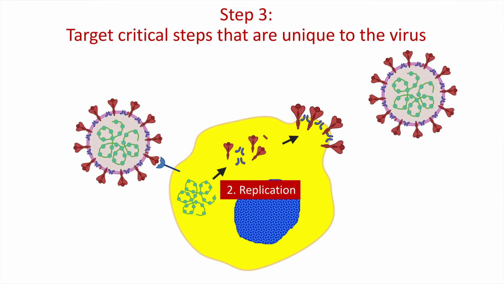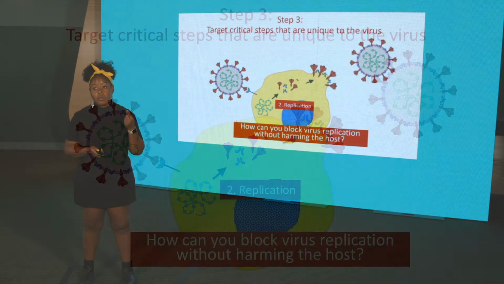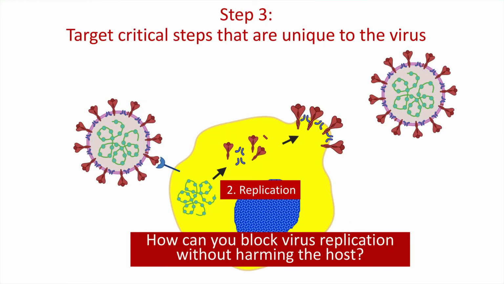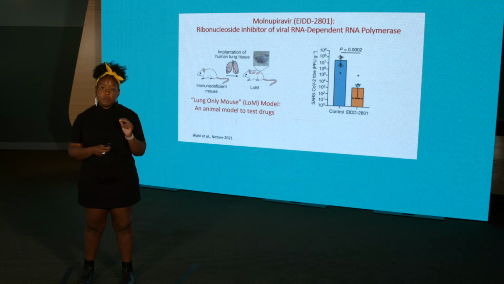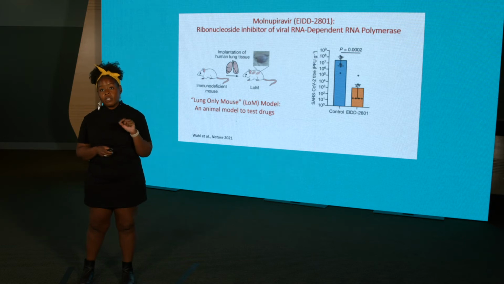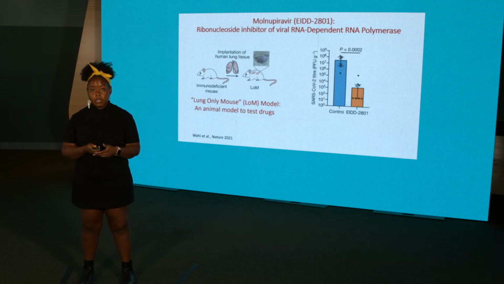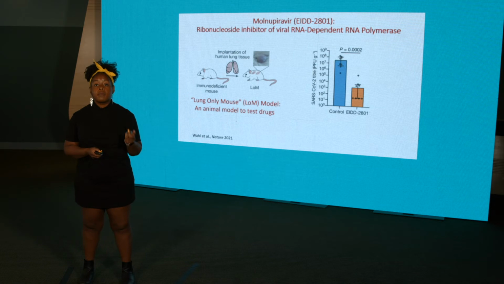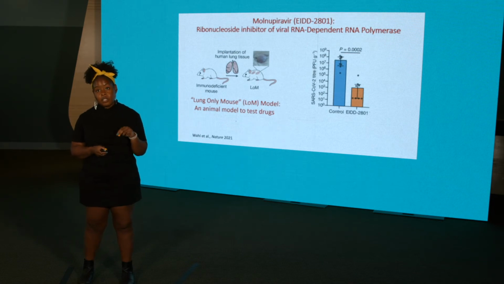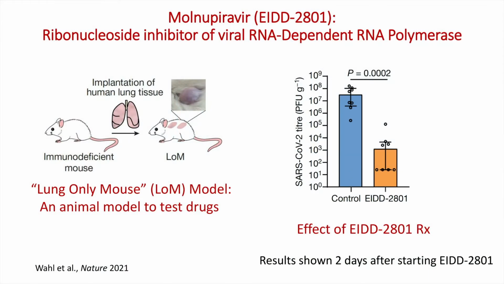The second critical step of the virus life cycle that we can target is viral replication that occurs inside of the cell. And so how can we do this without harming the host genetic material replication? It turns out that the virus has a specific RNA polymerase that it uses to replicate its genetic material, and there are small molecules that can specifically target this viral RNA polymerase while sparing our host RNA polymerases and DNA polymerases. And so how do you test a model like this? Now, SARS-CoV-2 doesn't infect mice. It's specific to humans. However, scientists have developed models in which they can implant human tissue into a mouse and then infect the mouse with SARS-CoV-2 in order to study drugs and whether they can prevent the virus infection.